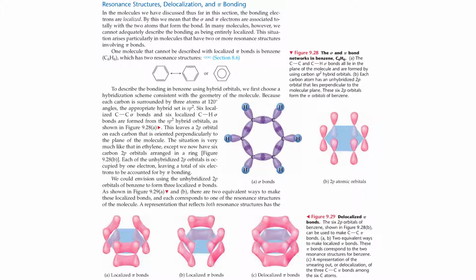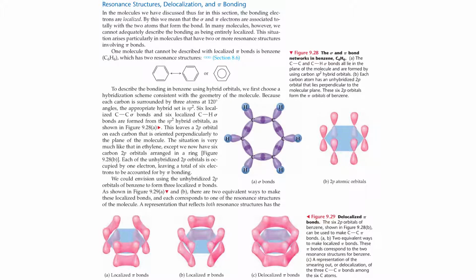Resonance structures, delocalization, and pi bonding. In the molecules we've discussed thus far in this section, the bonding electrons are localized. By this we mean that the sigma and pi bonds are associated together with the two atoms that form the bond. In many molecules, however, we cannot adequately describe the bonding as being entirely localized.